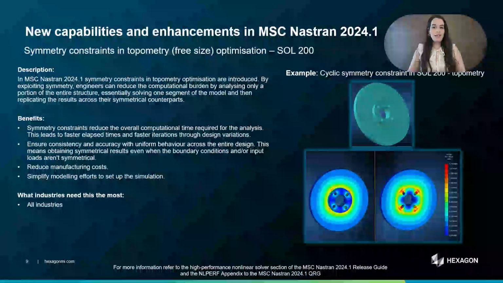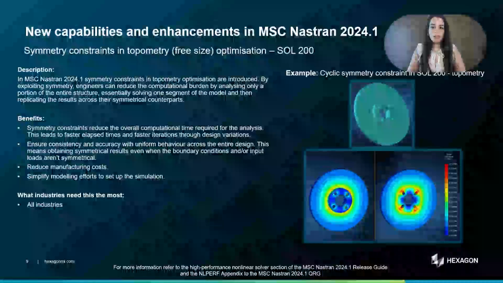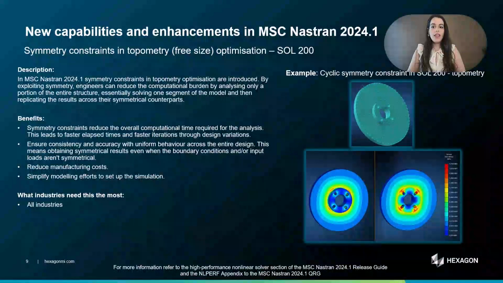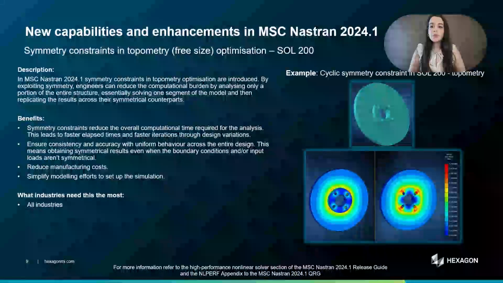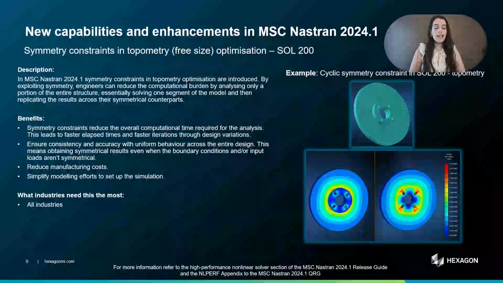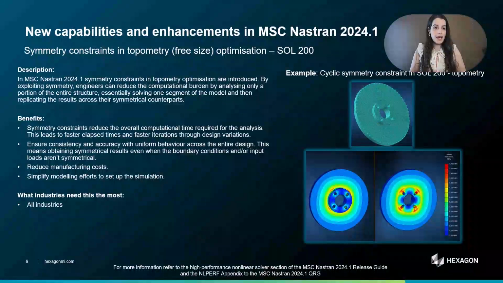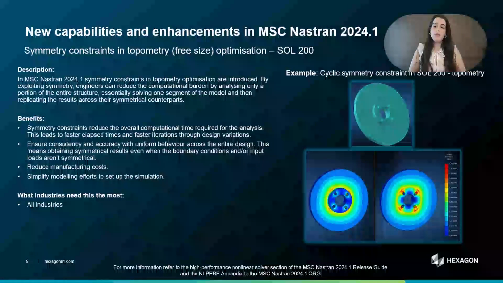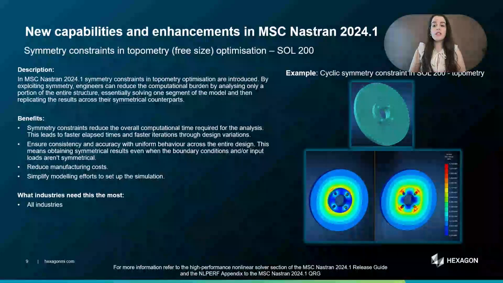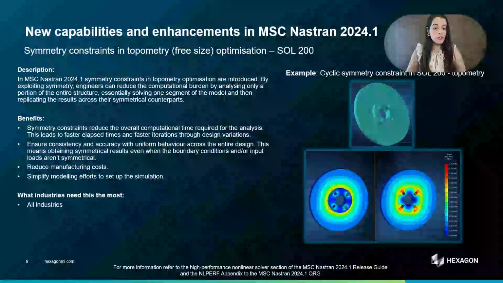Continuing with our new capabilities, in MSC Nastran 2024.1, we introduced symmetry constraints in topometry optimization. By analyzing only a portion of the structure and replicating results across their symmetrical counterparts, we significantly reduce computational times, leading to faster analysis and design iterations. This ensures consistent, accurate results, even when boundary conditions or loads aren't symmetrical, reducing manufacturing costs and simplifying the modeling processes.